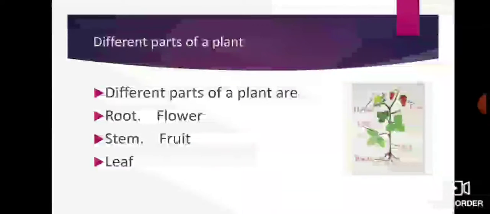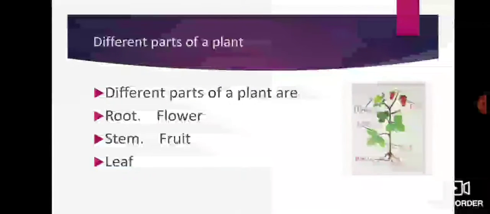Number 4 is flower. The most colorful part of the plant is known as flower. Mostly they are colorful. Why are they colorful? So that insects can be attracted by them and can sit on the flowers and help in pollination.